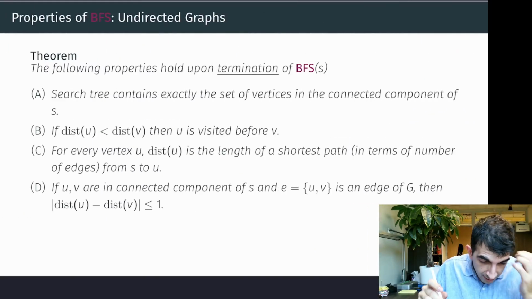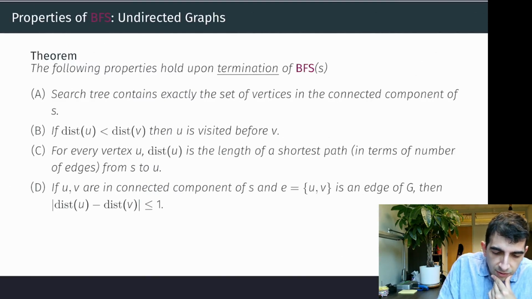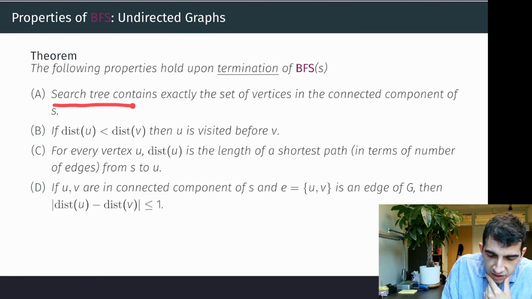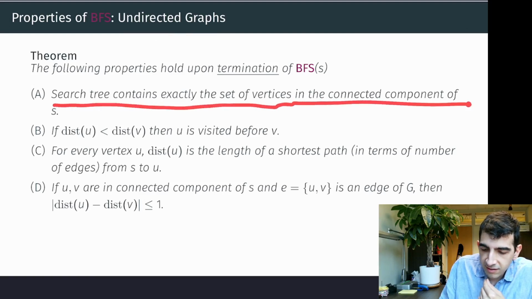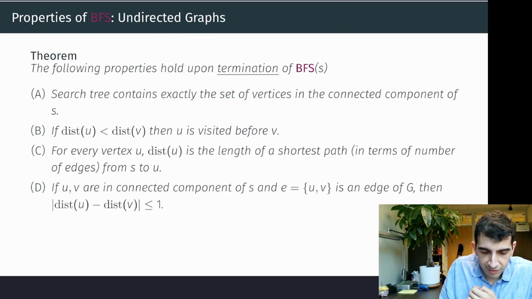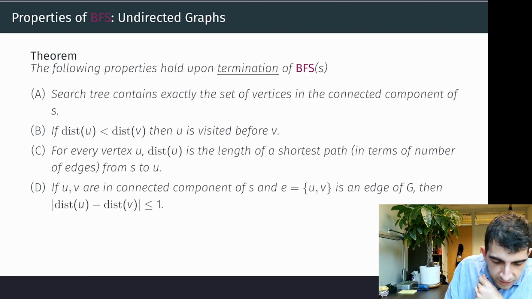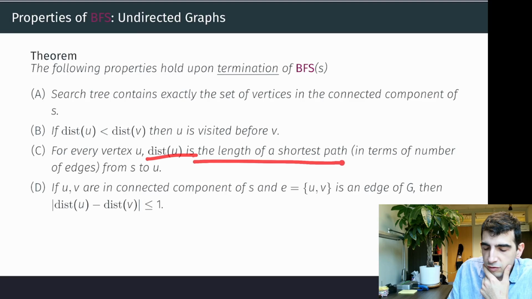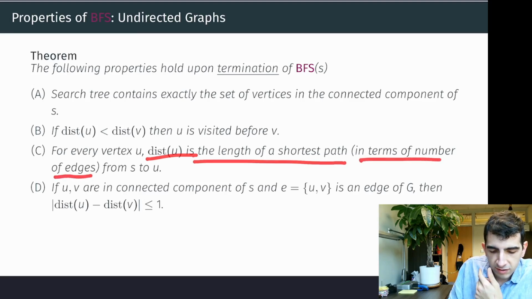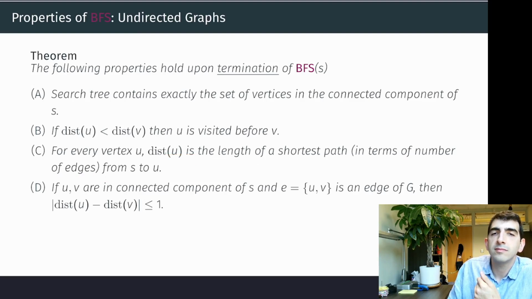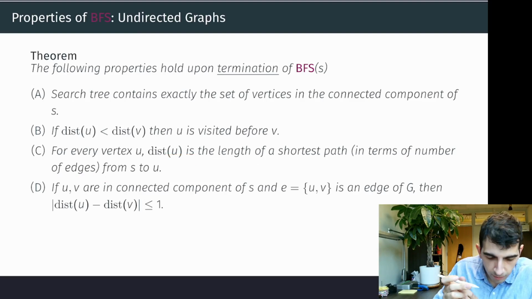So the properties for BFS in an undirected graph are simply that the search tree contains exactly the set of vertices in the connected component of S. That's pretty self-explanatory. That was true for the explore algorithm as well. And then we know that if the distance to U is less than the distance to V, then U is visited before V. That is pretty self-explanatory. And that for every vertex U, the distance to U is the length of the shortest path in terms of number of edges from S to U. Okay, that makes sense to you hopefully as well.